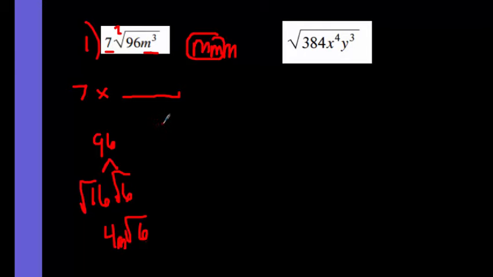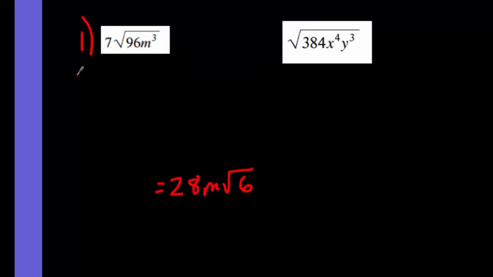So I end up having 7 times 4m, right? 7 times 4 times m, square root of 6. Or the answer here, 28m square root of 6. So that'd be the answer for number 1.